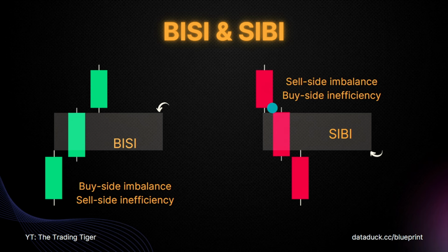This creates a gap, and just like with the bullish FVG, the price tends to return to fill it. Think of fair value gaps as magnets. They pull the price back to areas of imbalance, giving you a chance to enter trades at fair value.